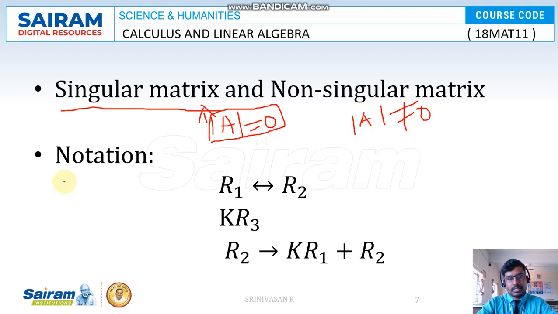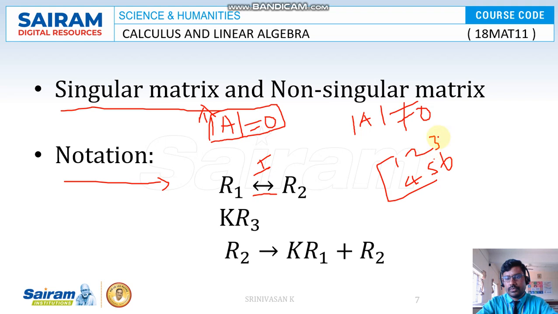So next we see some notations. What is the meaning of this notation? R1 interchange R2. This notation is called the replacement or interchange notation. For example, if you consider the matrix 1, 2, 3 and 4, 5, 6, the notation means we have to replace the entire R2 row with R1 and R1 with R2. That is called R1 interchange to R2.